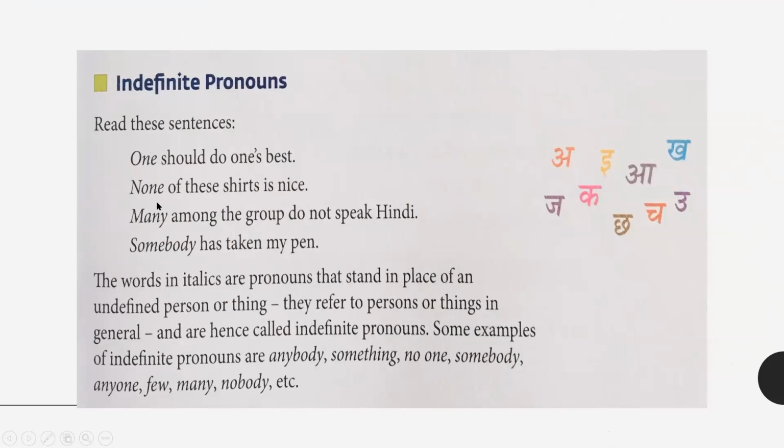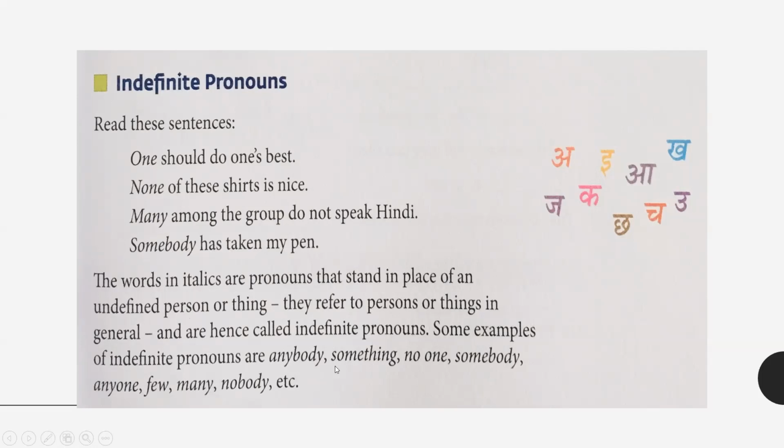The words in italics, meaning cross or slanting, are pronouns that stand in place of an undefined person or thing. They refer to persons or things in general, and that's why they are called indefinite pronouns. In this sentence, the pronoun one. In this sentence, the pronoun none. In this sentence, the pronoun many. And in this sentence, the pronoun somebody is used in general for some person or thing and not for a specific person. That's why it is called an indefinite pronoun.